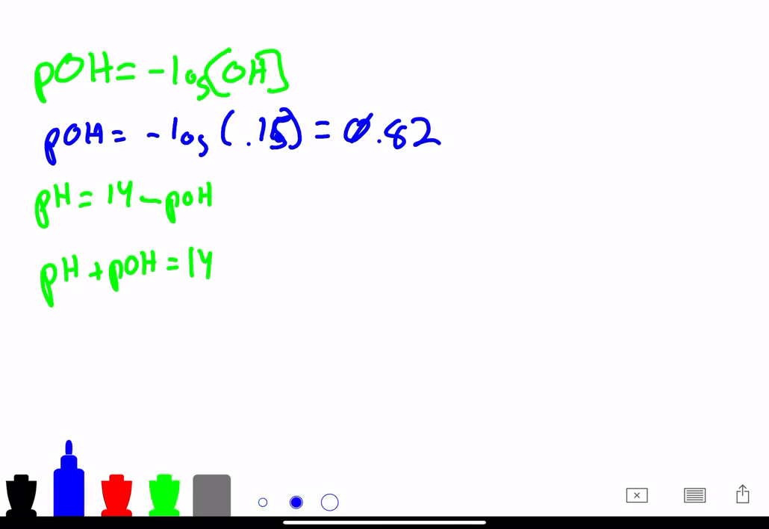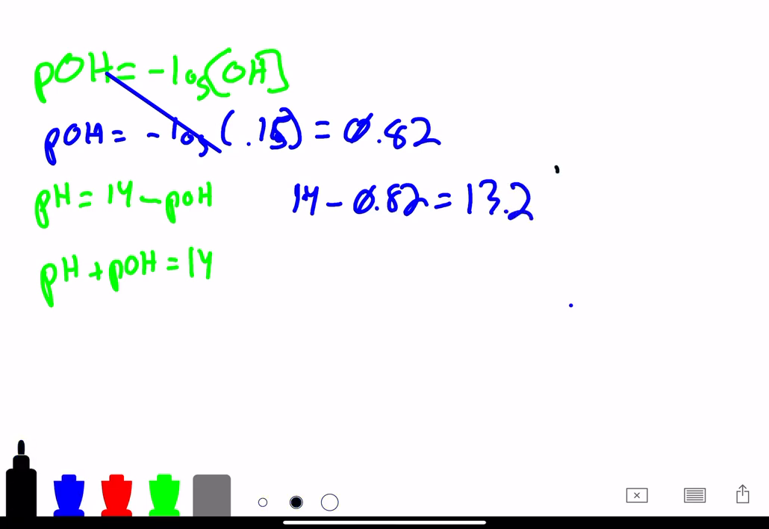So that looks like this would be 14 minus 0.82, and that's going to equal 13.2. And that would be your pH of the 0.15 molar solution of KOH. Now, these are high pHs because those were just bases that we used for examples.